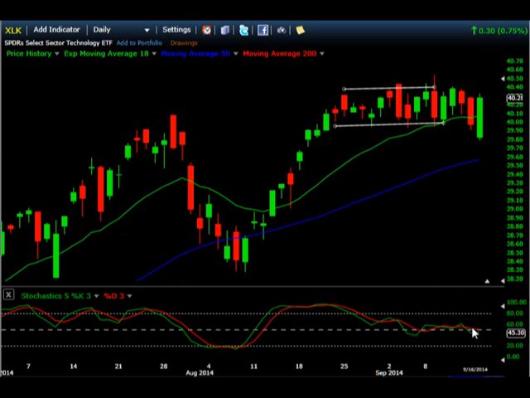Technology, it's pretty similar to the NASDAQ. It's just crossing under the 50. However, the red is still above, so we'll leave that alone.